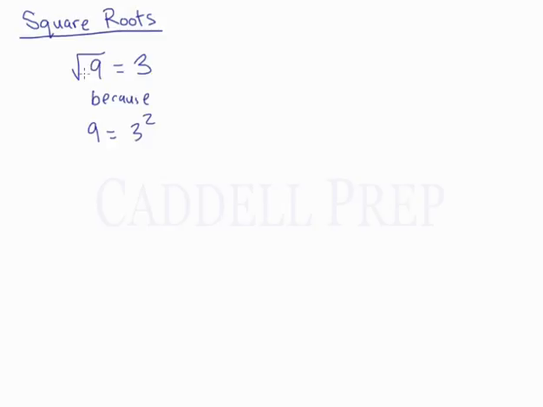So when you're trying to find a square root of a number, it's really asking what number squared would give you that number. Because 3 squared equals 9, the square root of 9 is 3.